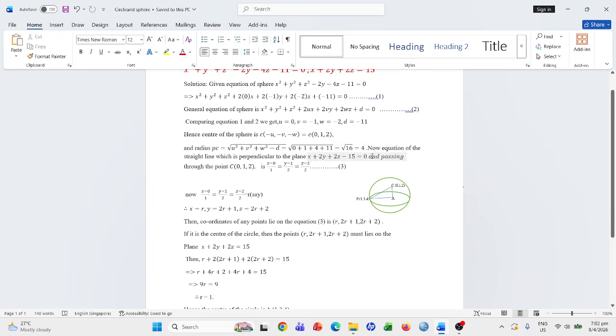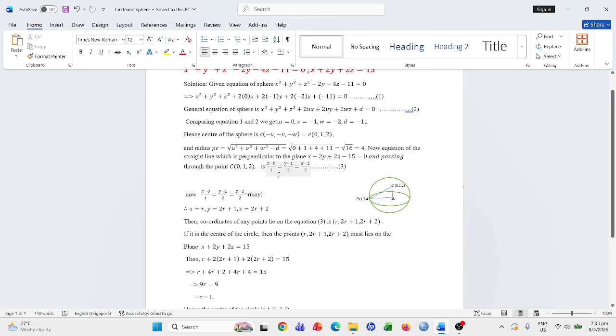Now the equation of the straight line which is perpendicular to the plane and passing through the point C (0, 1, 2) is x minus 0 divided by 1 equal to y minus 1 by 2, z minus 2 by 2, since the line is passing through the point (0, 1, 2).